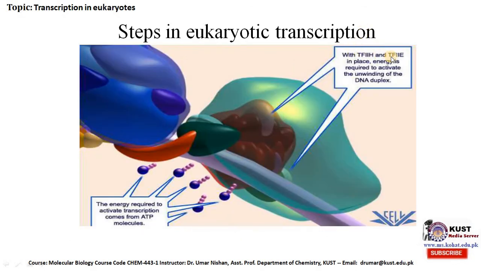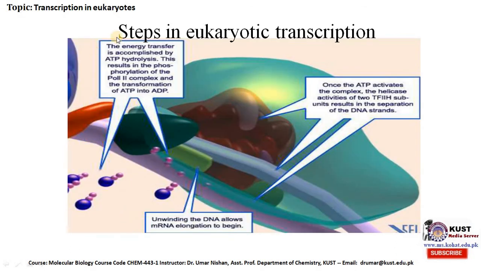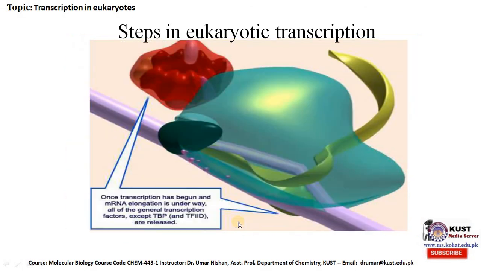With TF2H and TF2E in place, energy is required to activate the unwinding of the DNA duplex. The energy required to activate transcription comes from ATP molecules. The energy transfer is accompanied by ATP hydrolysis. This results in the phosphorylation of the pol 2 complex in the transformation of ATP into ADP. Once the ATP activates the complex, the helicase activity of TF2H subunits results in the separation of the DNA strands. Unwinding the DNA allows messenger RNA elongation to begin.